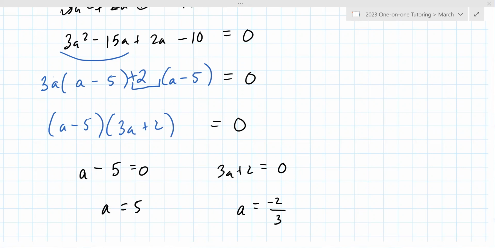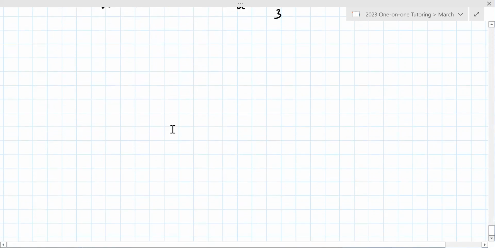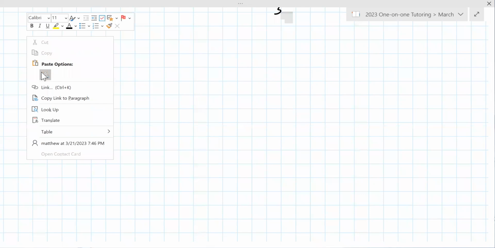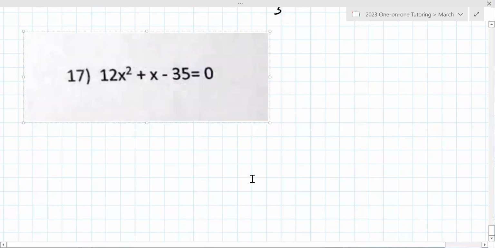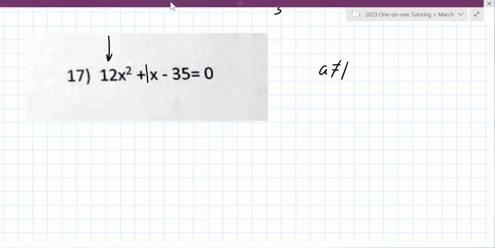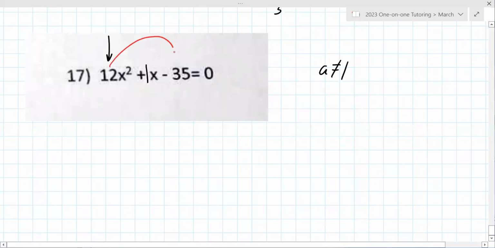All right, so we'll try to quickly do 17 here. It's of the same flavor, if you will. These are the absolute worst, longest. There's no shortcuts here. This is another a not equal to 1 because that 12 is not 1. There is no GCF. So unfortunately, you have to take this 12 and multiply it by minus 35, which gives you a large number.